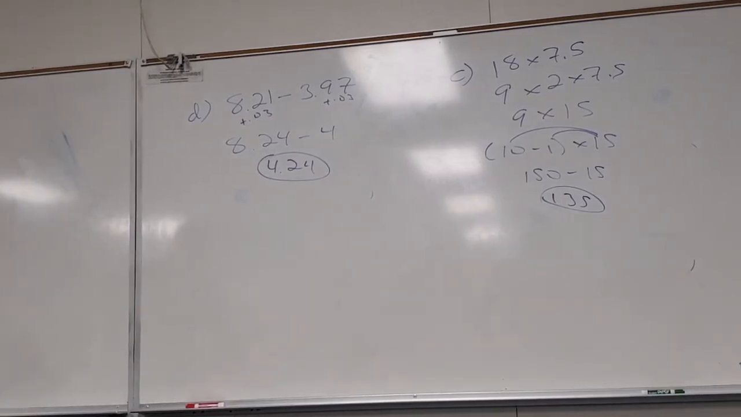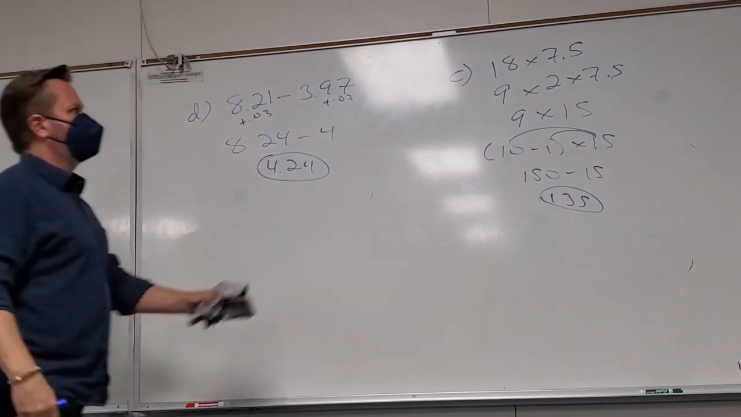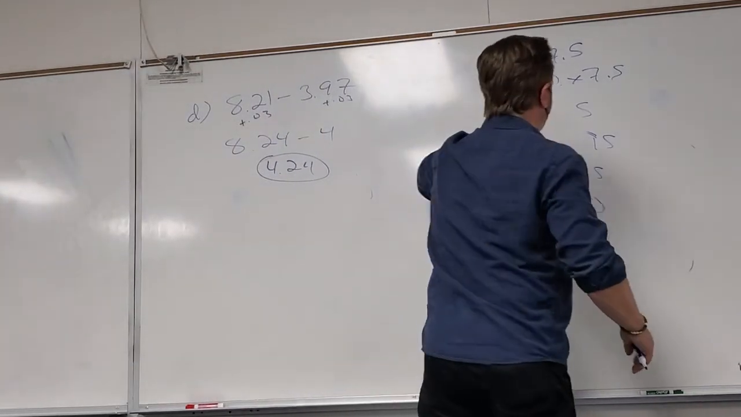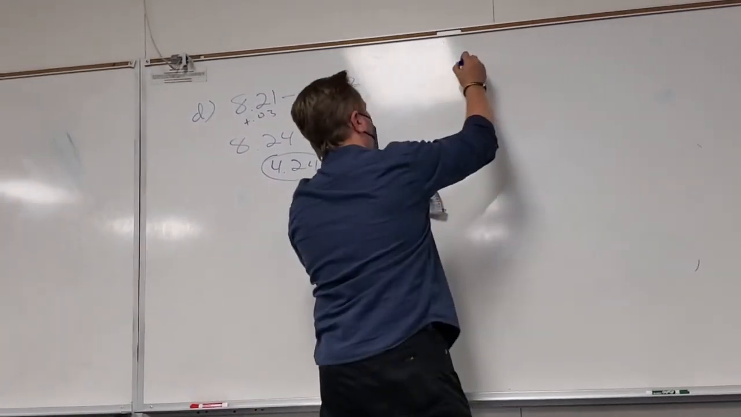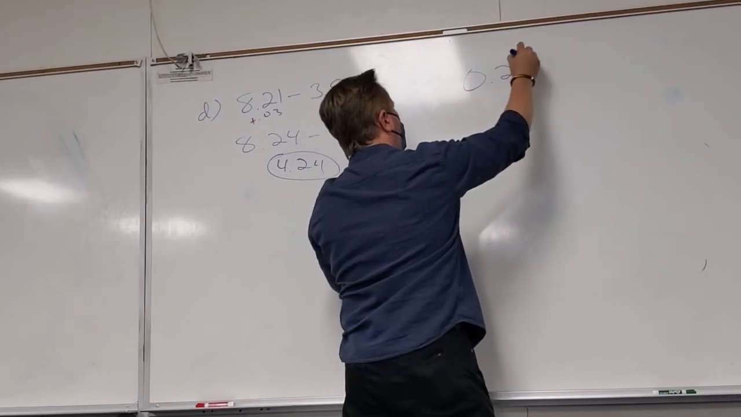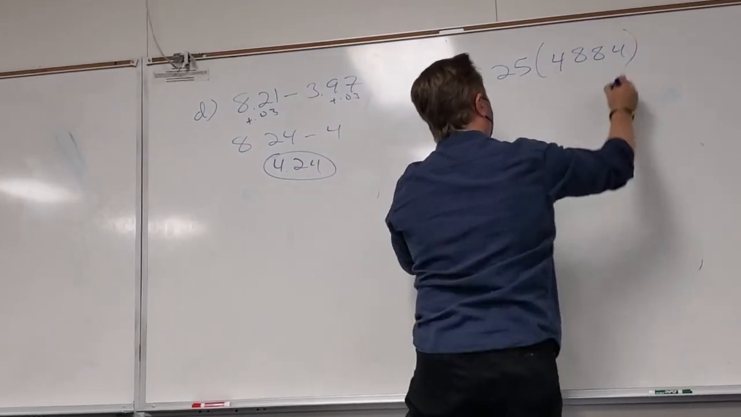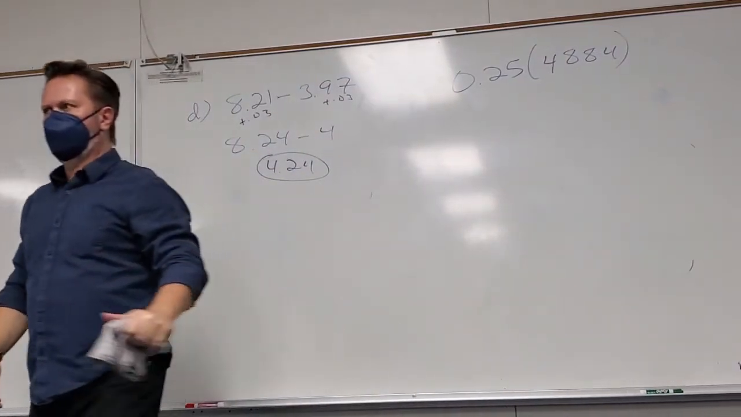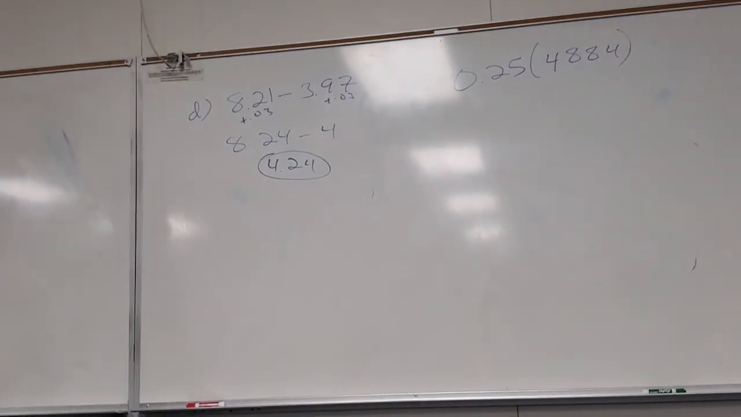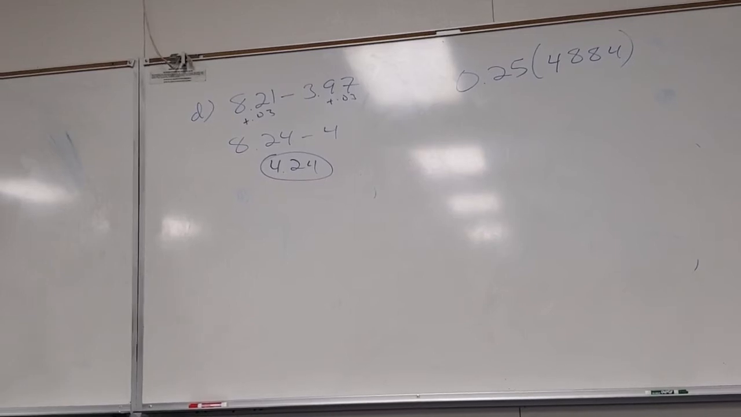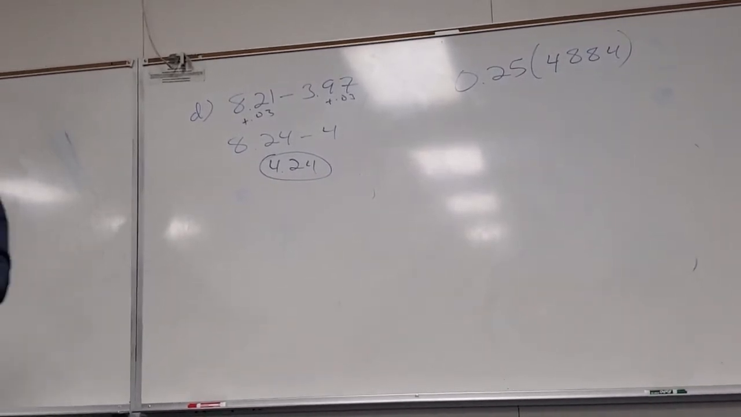All right. And we sort of did this already, but just to really make a point of it. If you had to do 0.25 times 4,884 without a calculator, why is that not a problem? What is 0.25? 1/4, right?